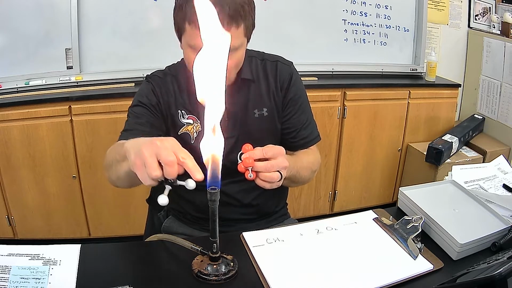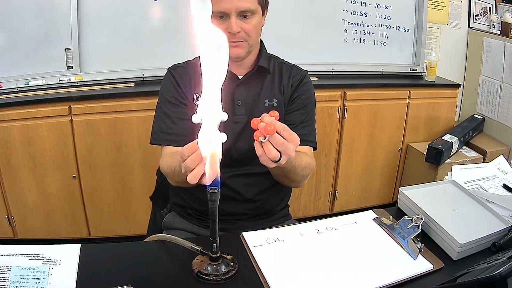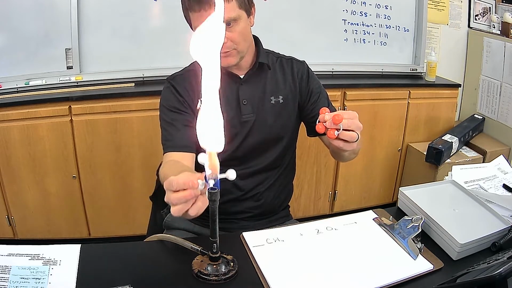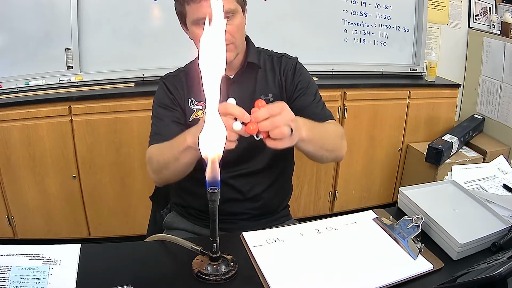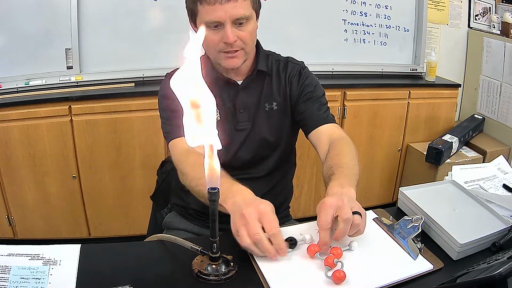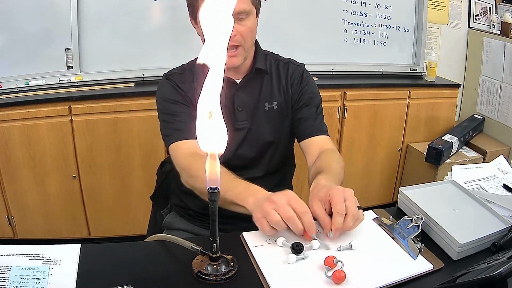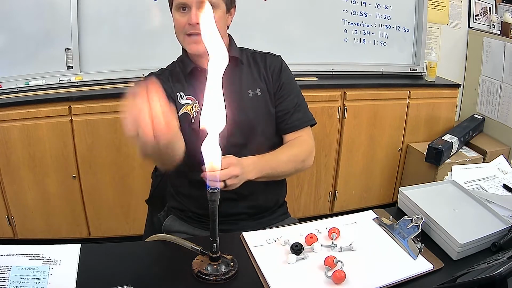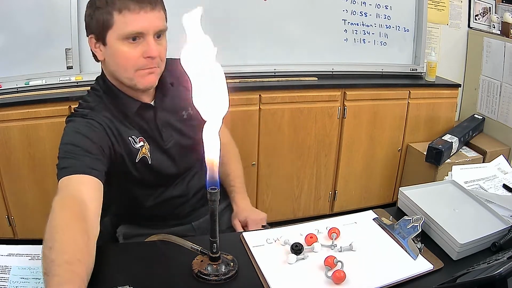What's happening is, right at that moment, there is a chemical reaction taking place. These methane molecules are coming out, they're hitting the oxygen, and now all of a sudden, bonds are beginning to break apart, atoms are getting rearranged, and new bonds are being formed as the molecules are now flying away from the surface of that Bunsen burner.